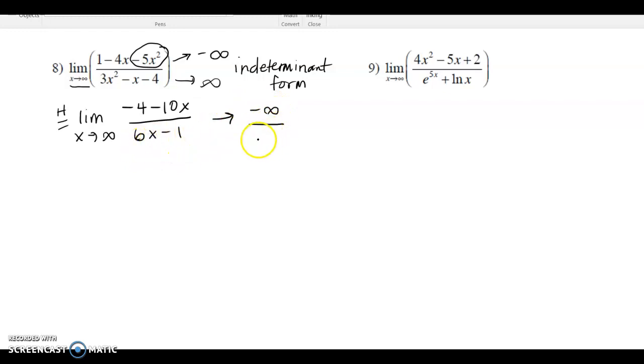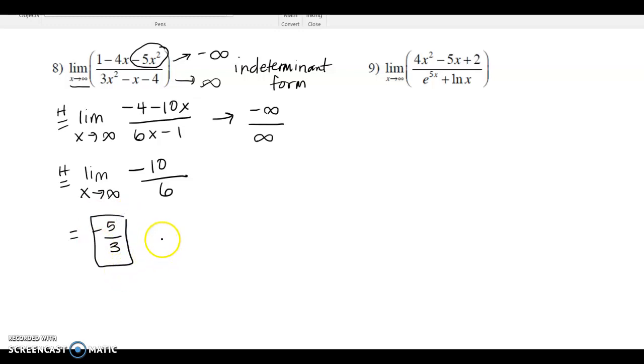6 times infinity would approach infinity. So that's another indeterminate form. So I get to use L'Hopital's rule again. And so the derivative of the numerator is negative 10x. Derivative of the denominator is 6. Negative 10 and 6. And the limit of a constant is just that constant. I'm just going to simplify it, negative 5 over 3.